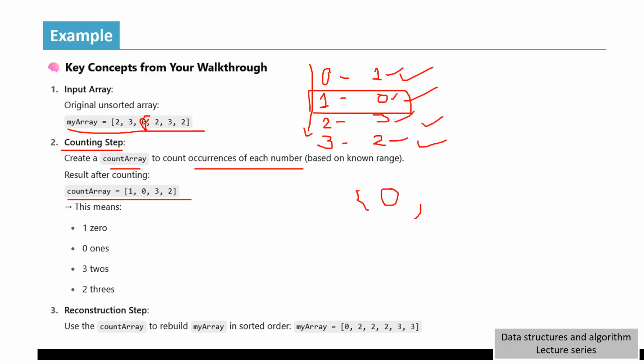Then 2 is appearing 3 times. So I will run a loop which will run 3 times and it will add 2 to that array. Then 3 is appearing 2 times. So finally 3 and 3. So this is the sorted array which you will get after implementing this counting sort.